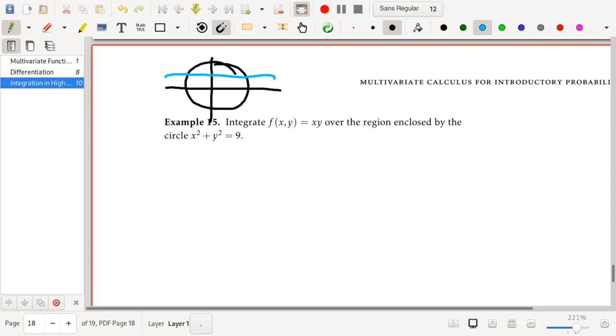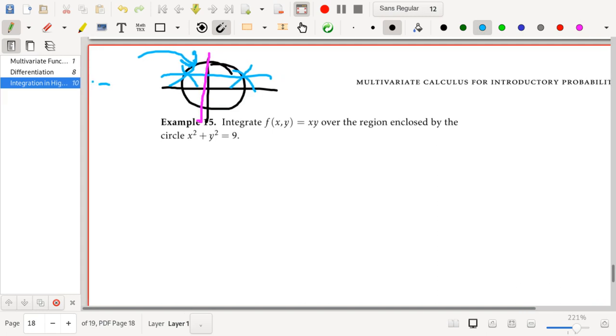Just for fun, we will fix y first. So if we're fixing y first, then what are we passing through? The lower end point of this circle will be, so imagine splitting the circle at the pink line. So that means that the lower half can be expressed by the function negative square root of 9 minus y squared. So 9 minus y squared, that's the lower part. And the upper part can be the square root of 9 minus y squared. So without the negative. Okay, so we pass through the negative square root first and then out at the positive square root.